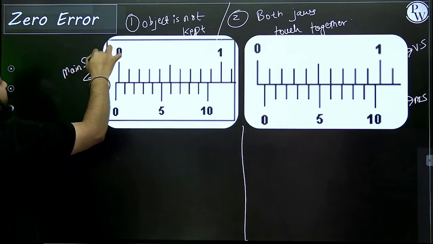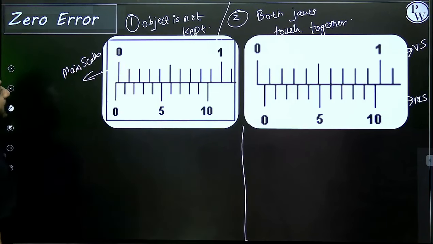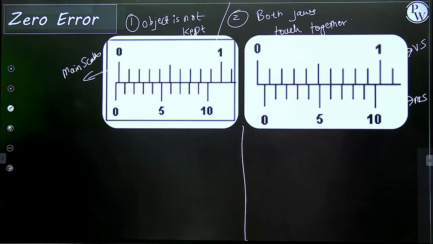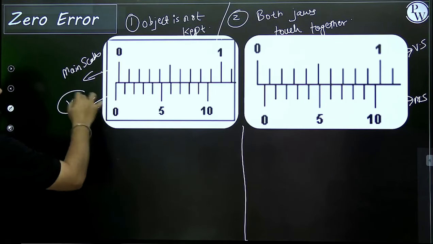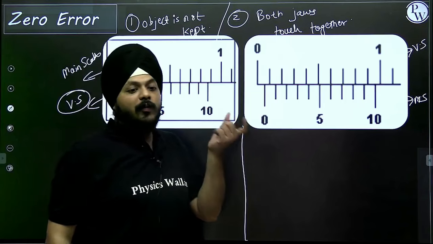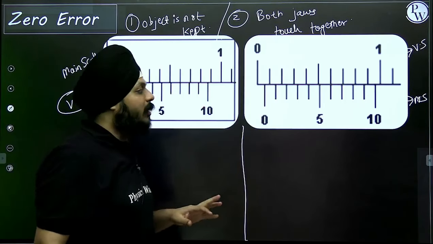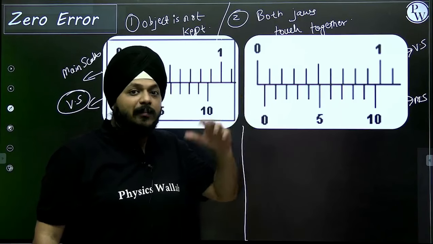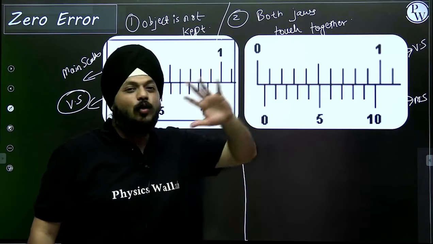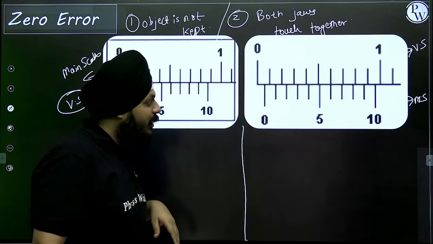Because 1 MSD is larger as compared to 1 VSD, right? Yes, this is a main scale and this is a Vernier scale. The Vernier scale always has 1 VSD smaller. In some cases there is a possibility that 1 VSD may exceed MSD, but those cases are resolved in a different way, right?